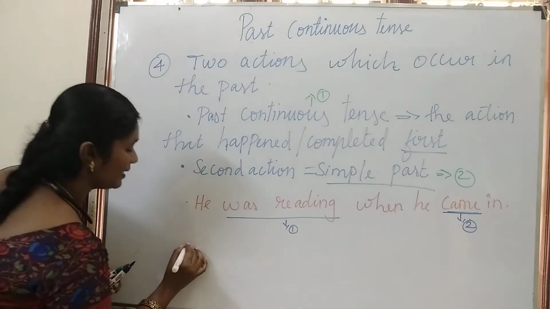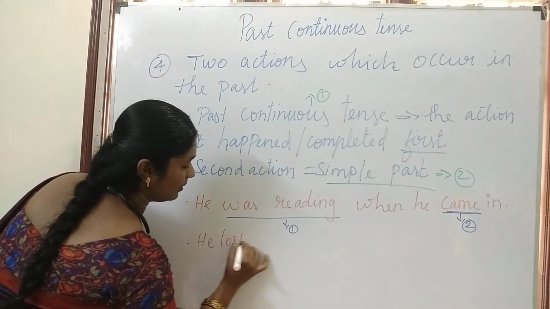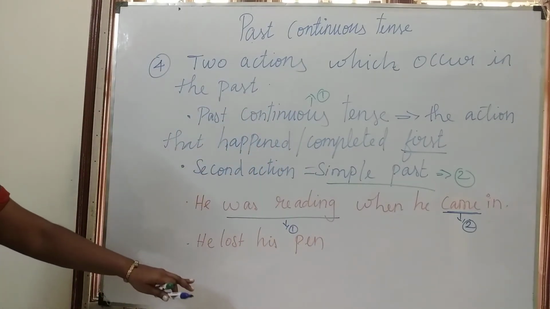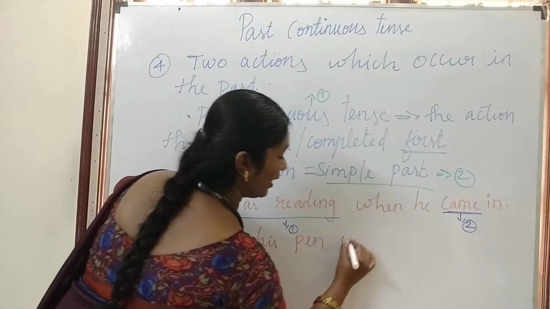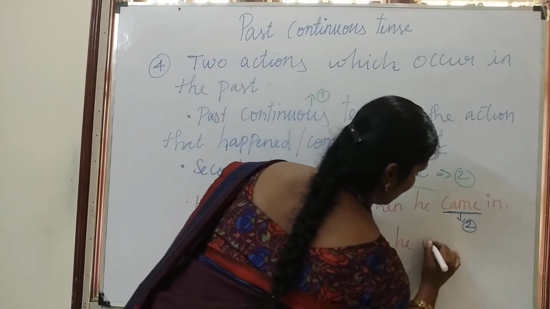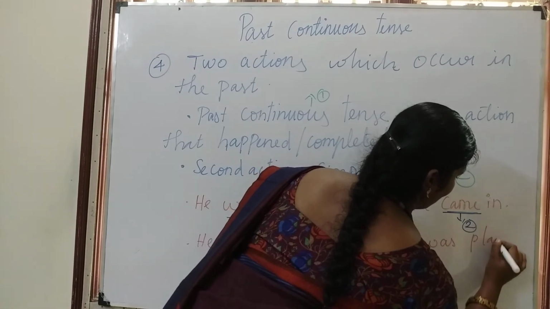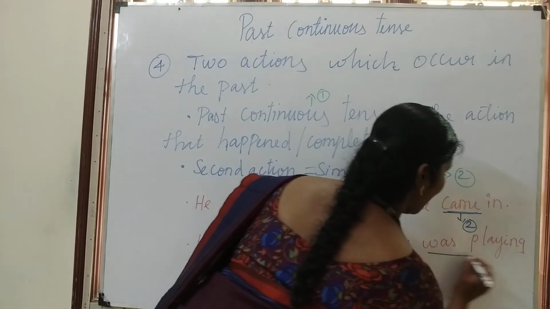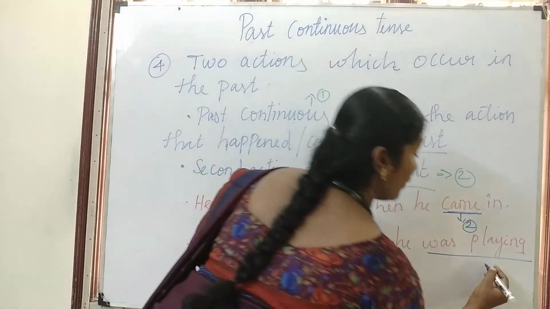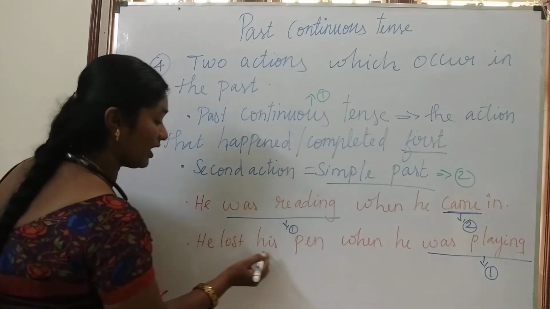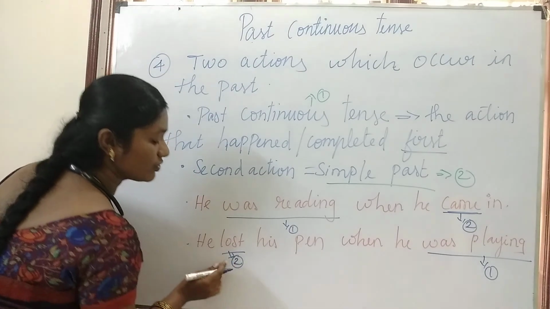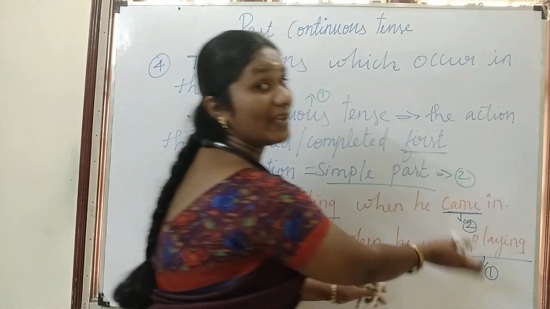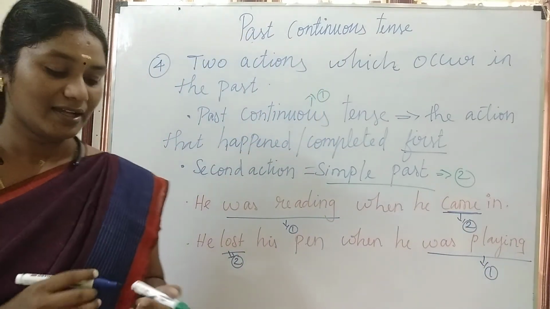One more example is, he lost his pen. We all know that it is a sentence. When he was playing, he lost his pen. So while he was playing, it was the first action, and he lost his pen is the second one. We point out the second by using simple past verb, and the first completed action is pointed out by using past continuous tense.